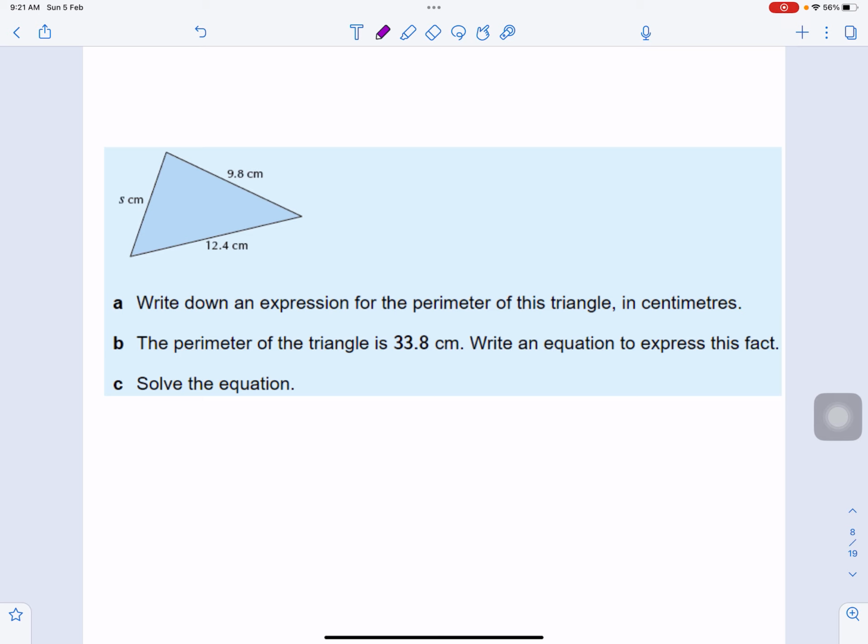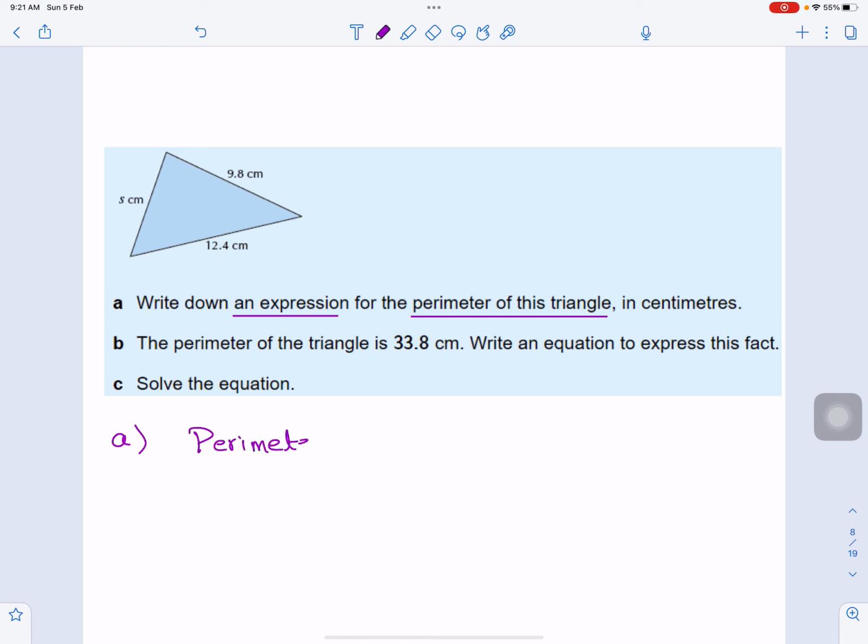Write down an expression for the perimeter of the triangle. He's talking about writing down an expression. He's not asking you to solve it, so be very careful. Here they are checking that you understand the meaning of perimeter. So perimeter, we all understand, is what? Sum of the sides.